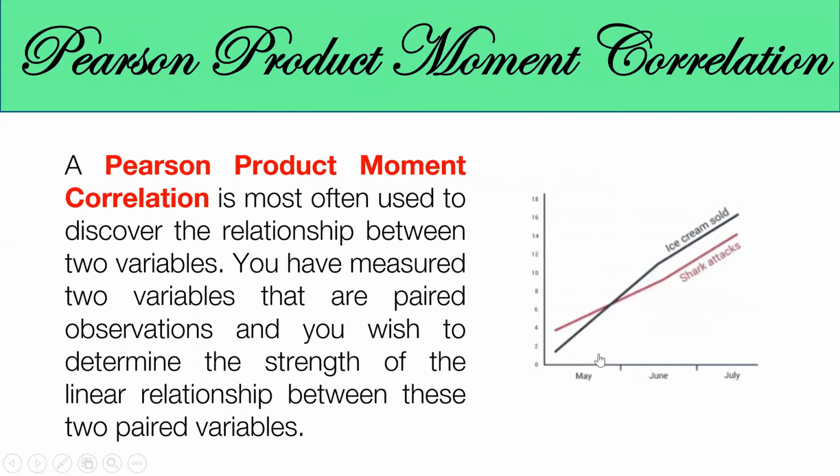The Pearson product moment correlation is most often used to discover a relationship between two variables. You have measured two variables that are paired observations, and you wish to determine the strength of the linear relationship between these two paired variables. In this study, the two paired variables are the degree of interest and, of course, the mathematics achievement.